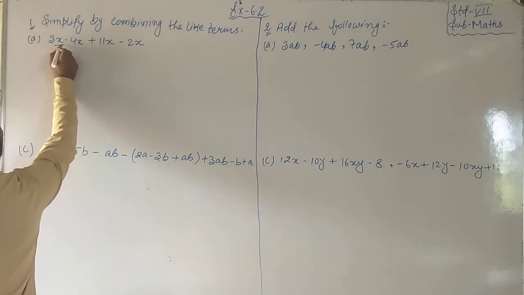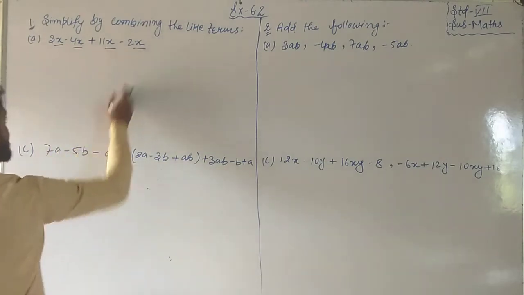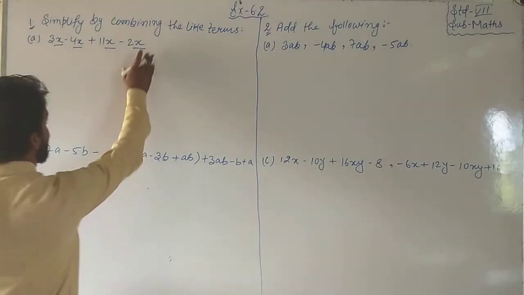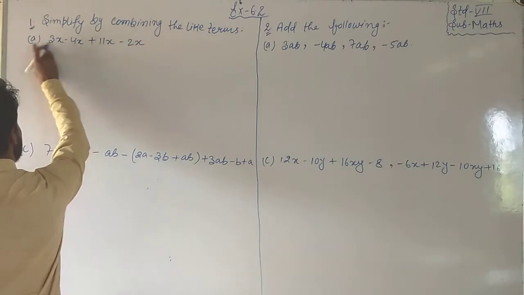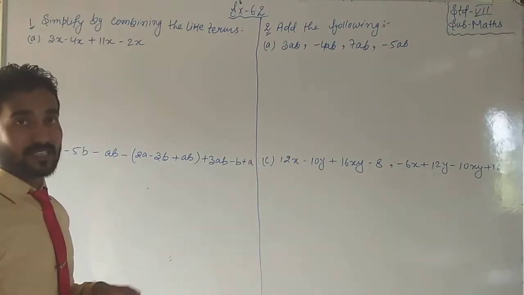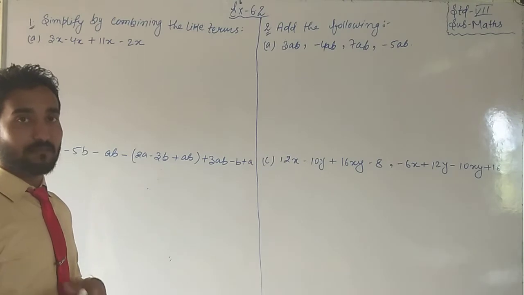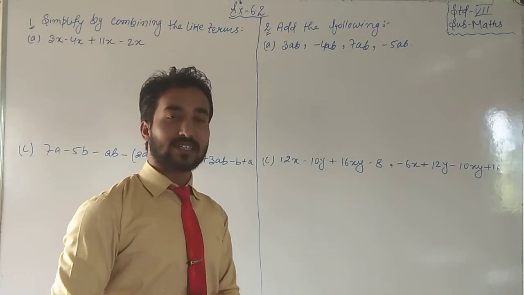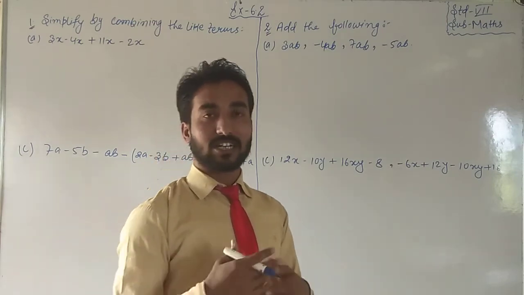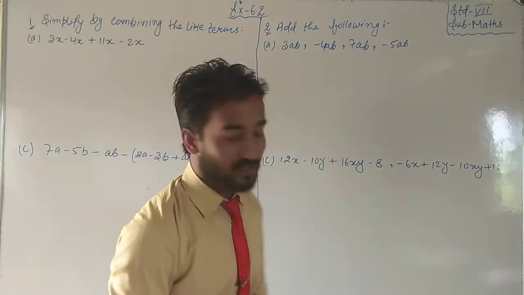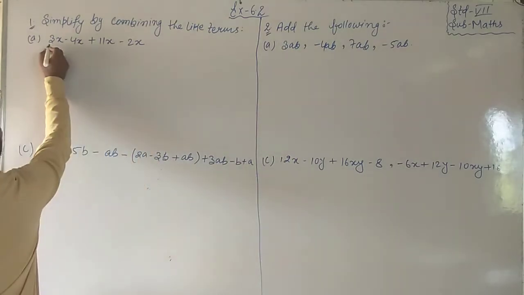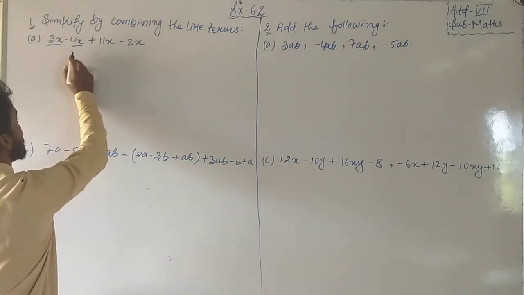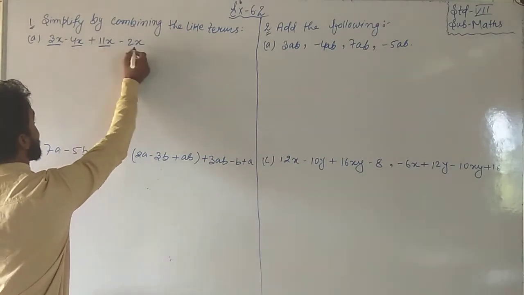See, here all are x, which means all are like terms. Now what do you have to do? You have to follow the mathematical sign. You know very well: plus, minus, plus, minus. It means that equal signs will give positive and different signs will give negative. Okay, students, if I talk about this number, is it positive or negative? It is positive. This is negative.